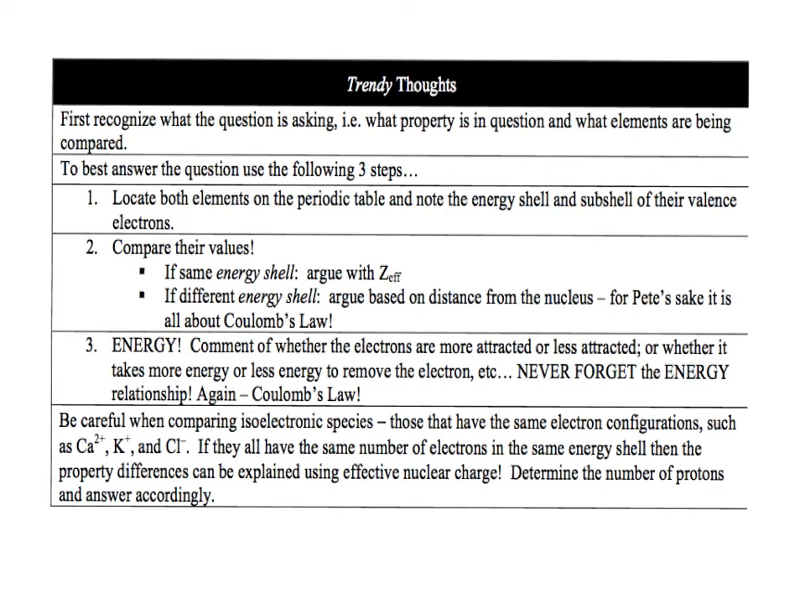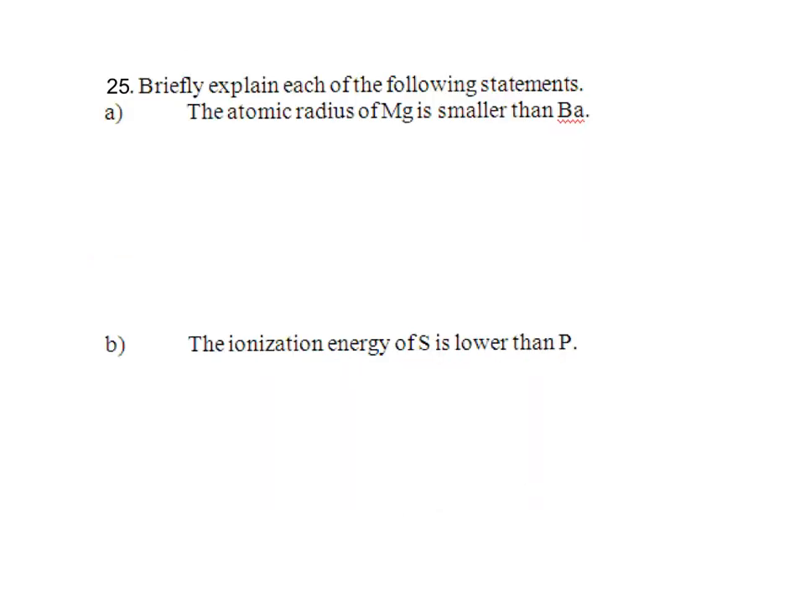You can go ahead and read the rest of this on your own. I think it's a pretty good little review. I do think this last one is super important because it talks about seeing if things are isoelectronic to each other. Whenever you have ions, you have to check on that. That's going to be one of the first things you have to do. All right, a couple more questions we'll do, and we'll talk about how you need to answer them.